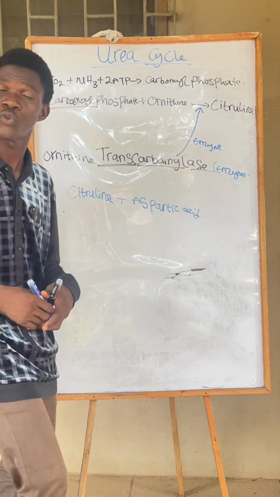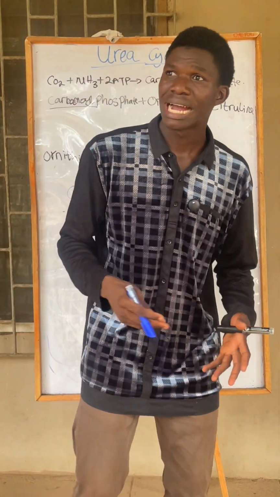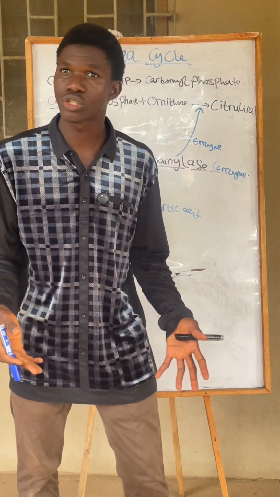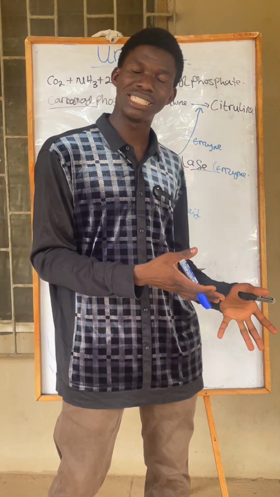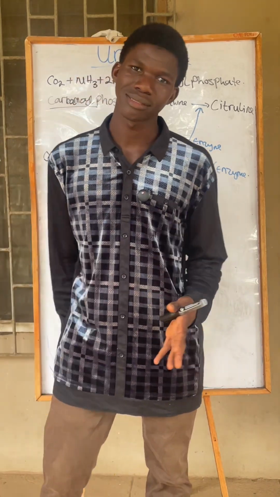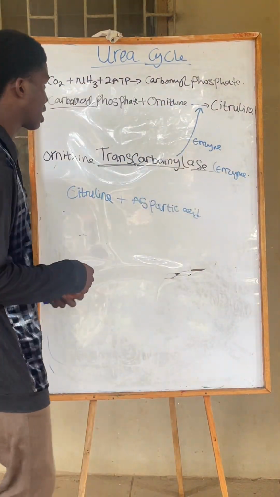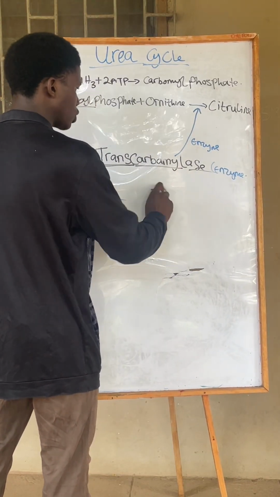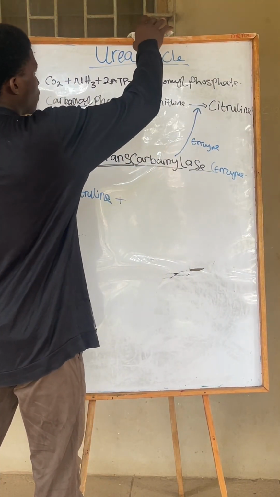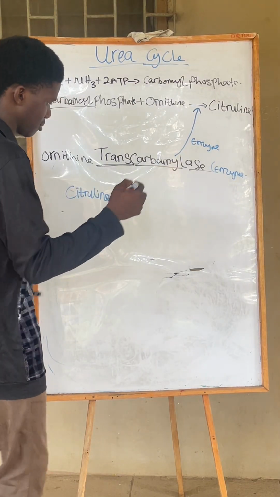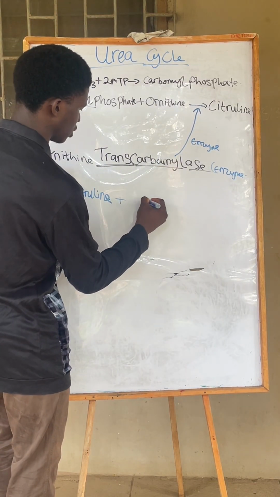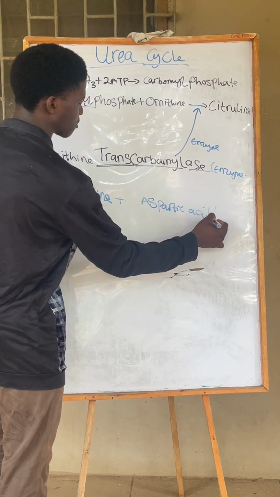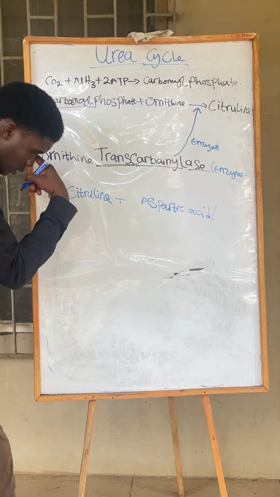Do you still remember the structure of your aspartic acid? How do you draw the structure of your aspartic acid? Draw your alanine, then put the acidic part. Aspartic acid, don't forget please. You can always watch our video on how to draw the structure of the 20 amino acids. So aspartic acid or aspartate. Okay, so we have our citrulline.